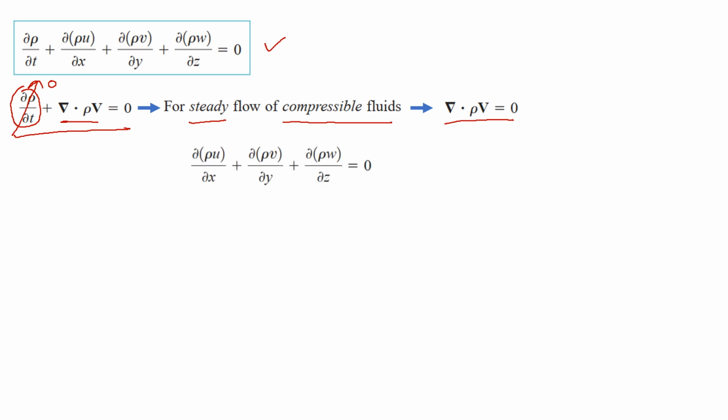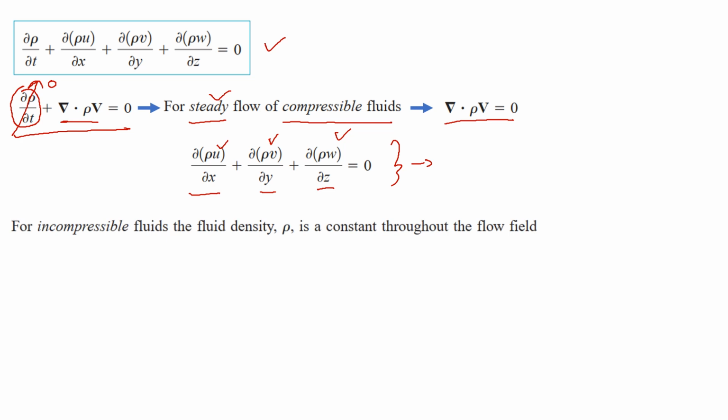Now this is how it will look if we take the del operator and write it in the partial over partial x, partial over partial y and partial over partial z terms, and then multiply the density and velocity with its particular vectors. So this is now our differential form of continuity equation for steady flow. But what will it look like if we take incompressible fluids? Incompressible fluids, as you remember, their density does not change. So for incompressible fluids, the fluid density is constant throughout the flow field. So the density term will be neglected in that case.